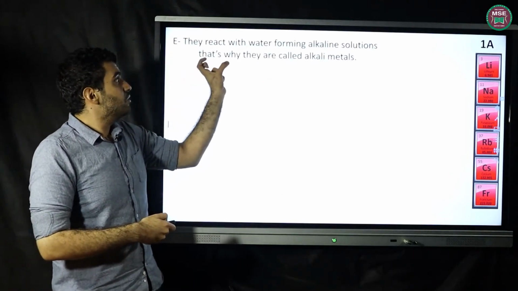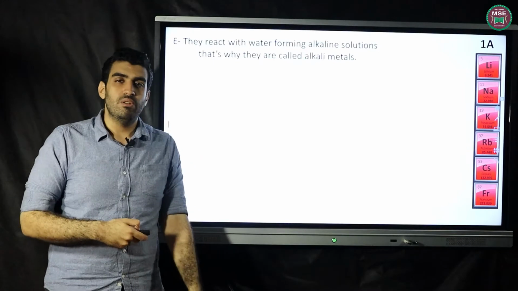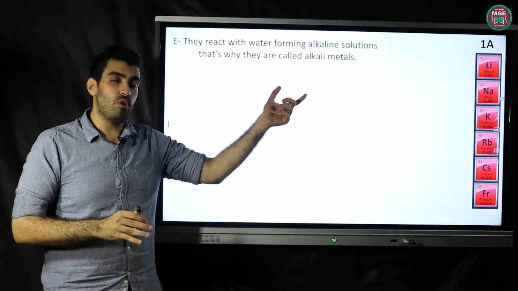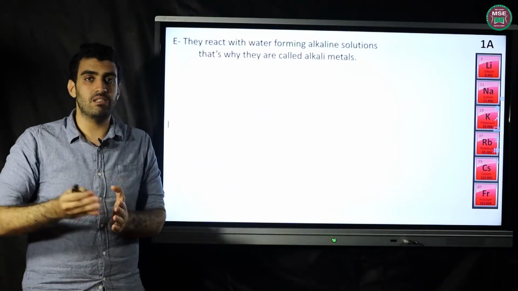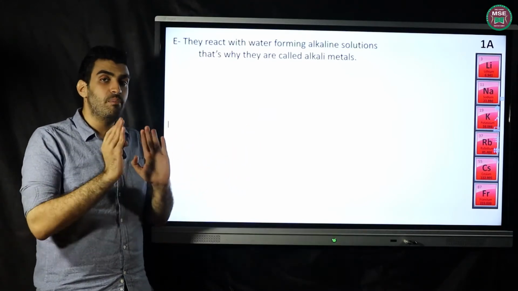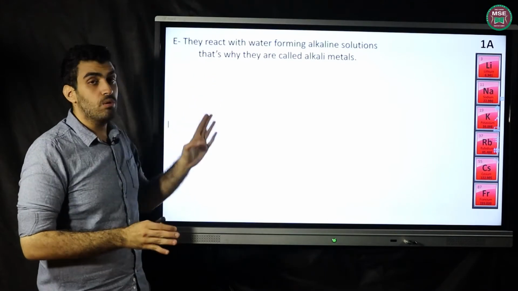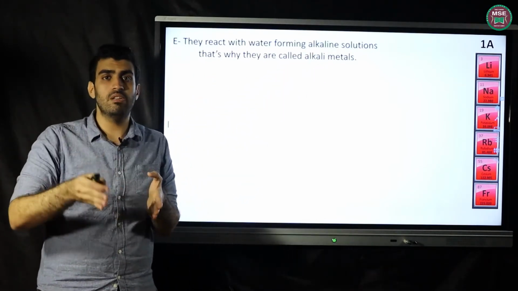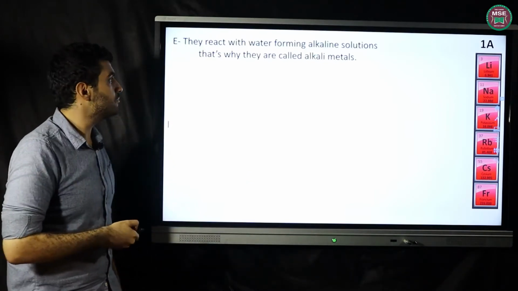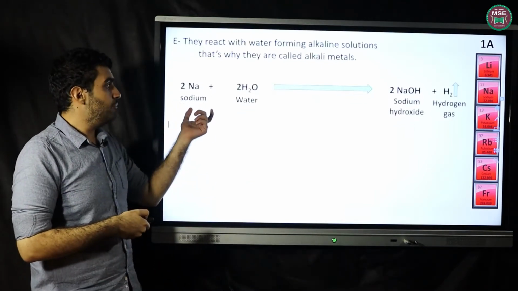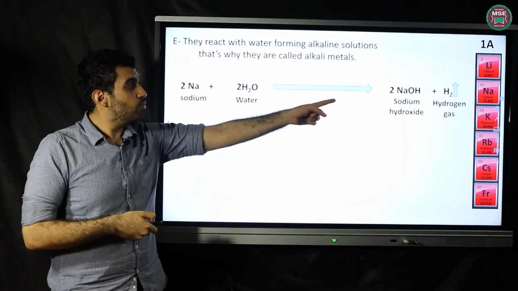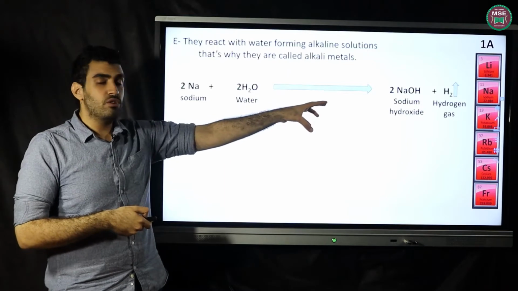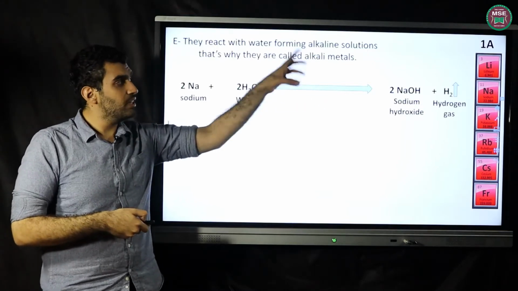E, they react with water forming alkaline solution. You have to ask me, why are metals of group 1A called alkali metals? Because when they dissolve in water or react with water, they produce alkaline solutions that turn litmus into blue color. 2Na plus 2H2O gives 2NaOH plus H2. NaOH is a base, it turns litmus blue, and hydrogen gas evolves.